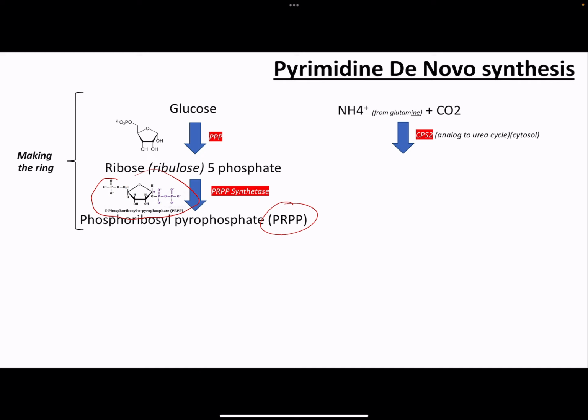But remember, that was carbamoyl phosphate synthetase 1. This is synthetase 2. And if you remember, the first 2 steps of the urea cycle happen in the mitochondria. This happens in the cytosol. They love to ask little questions like that. So I would just know that this is all in the cytosol.